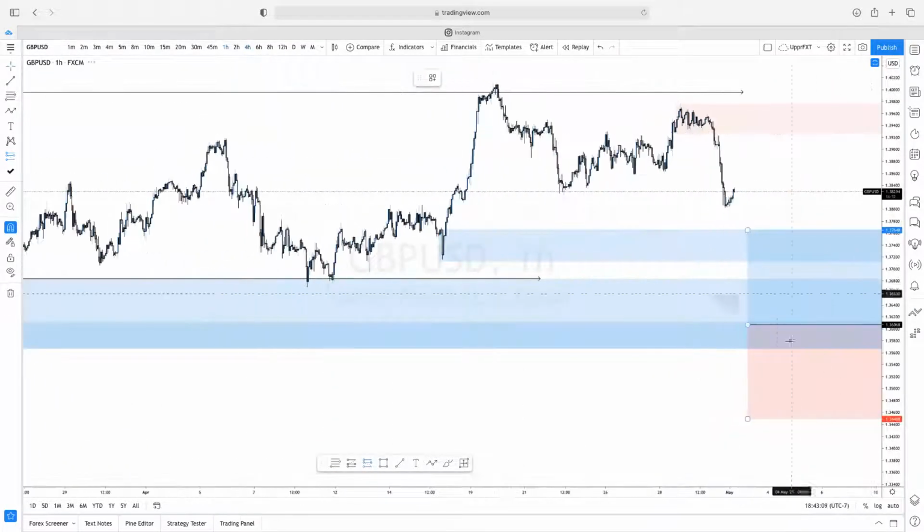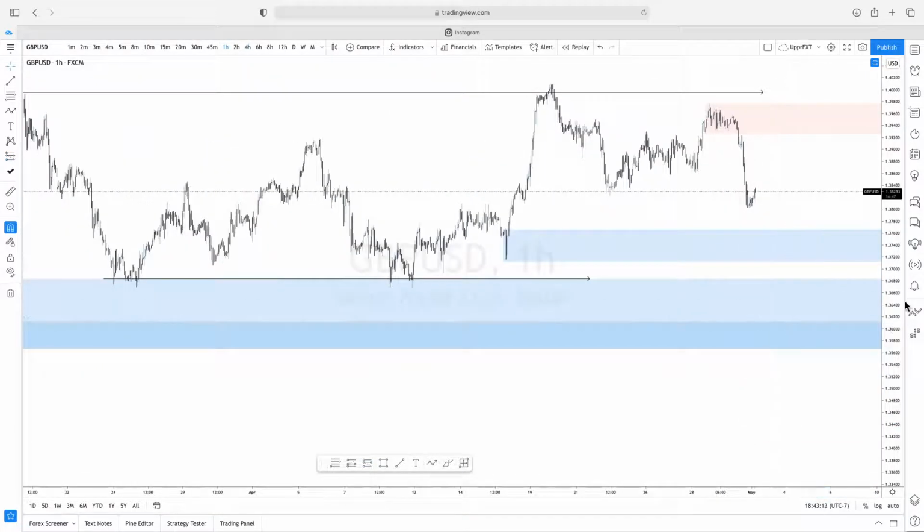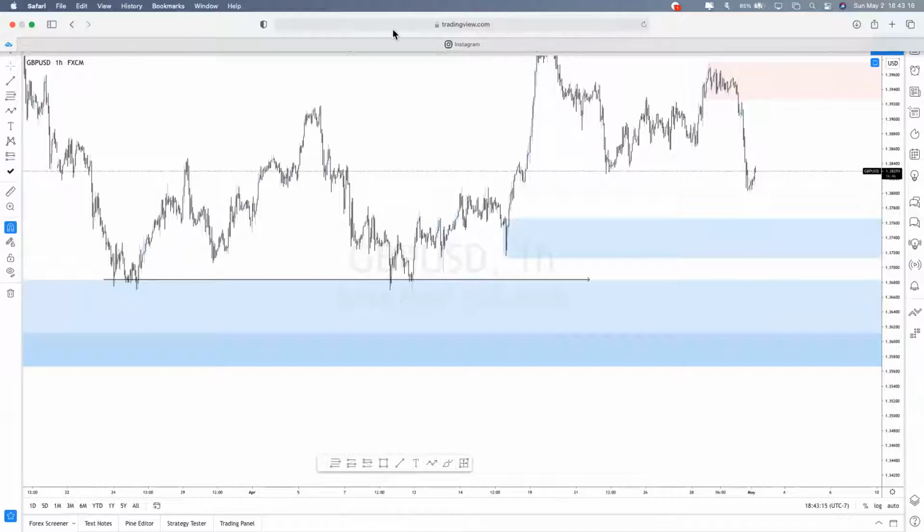So those are the plays. I don't know what is going to happen first. We're going to have to let the market play out.